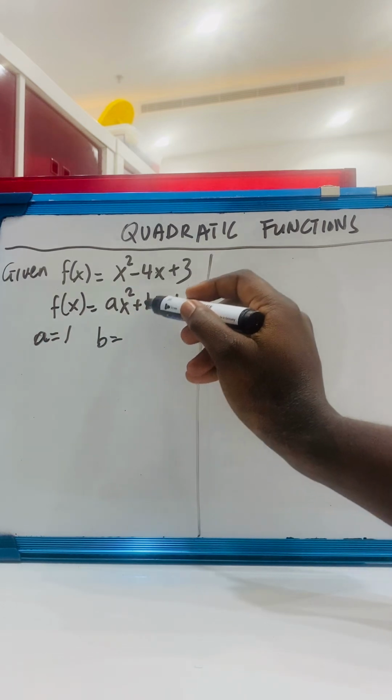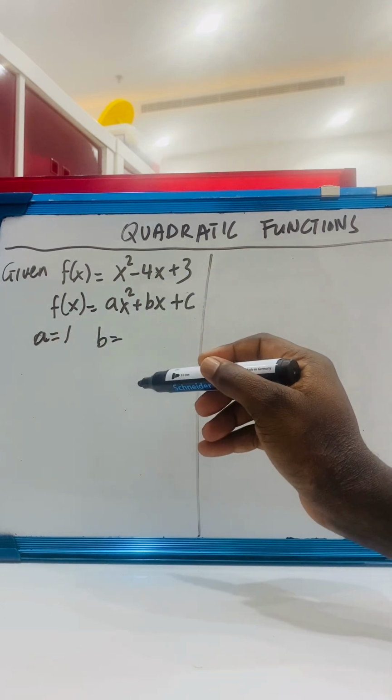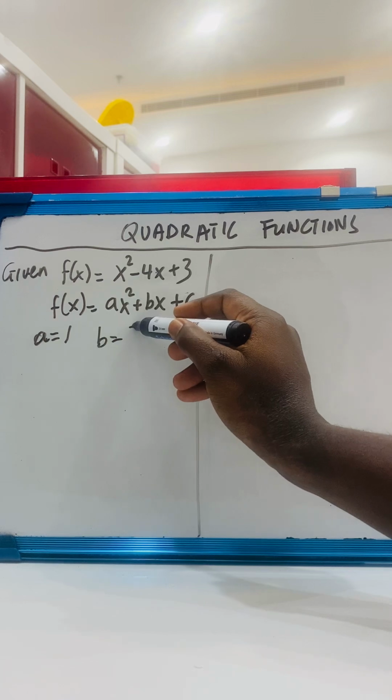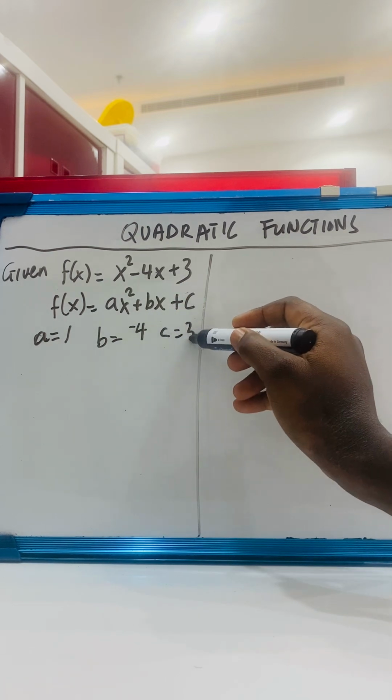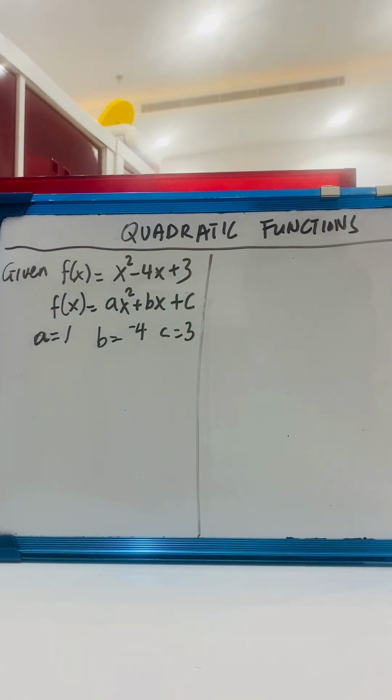B is whatever number that multiplies x, or the coefficient of x. In this case, it is negative 4. C, of course, is the constant. C here is 3. I want to look at 5 characteristics of the quadratic function, and I will use these characteristics to graph the given function.